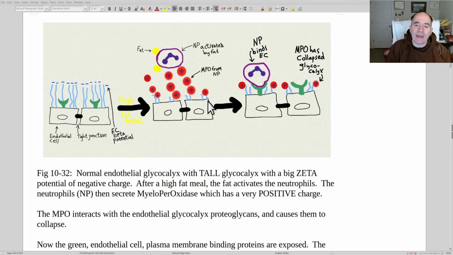When the glycocalyx collapses down, now these binding molecules become exposed, and the white blood cells, like the neutrophils, can bind to them. This can slow down flow through the capillary. It can lead to formation of clots and atherosclerosis. So it's something that you don't want happening. So this is another reason why high-fat diets are a bad idea.